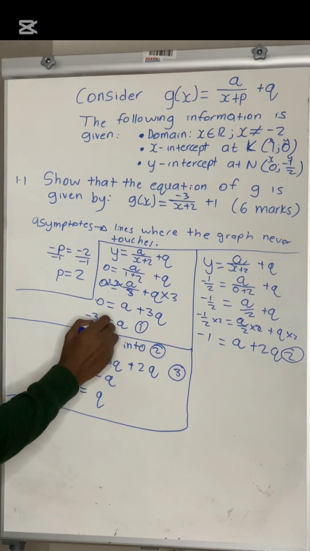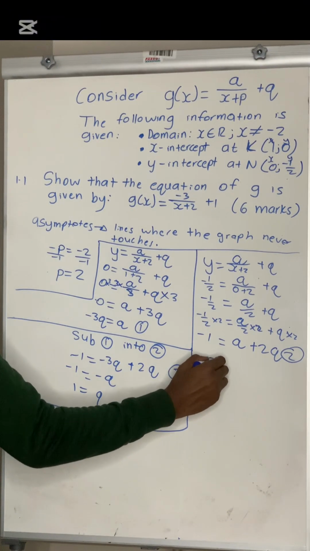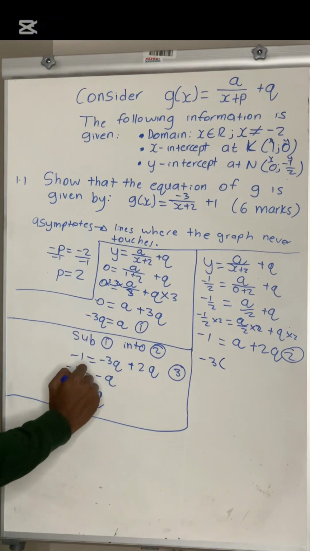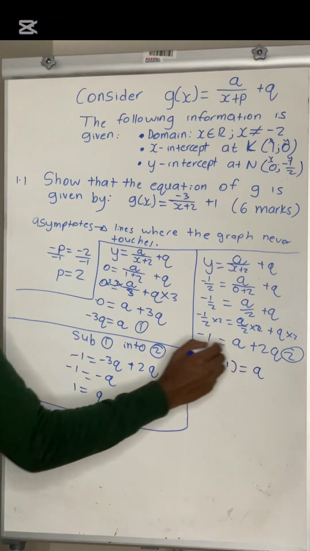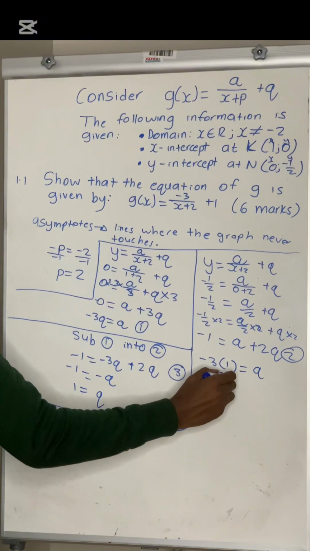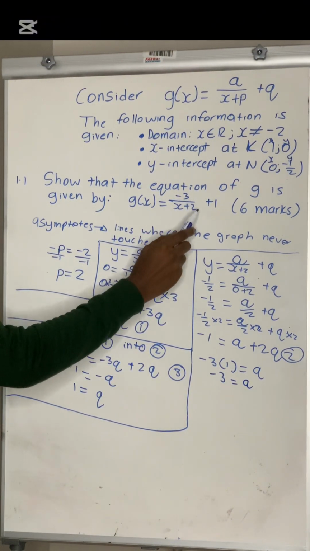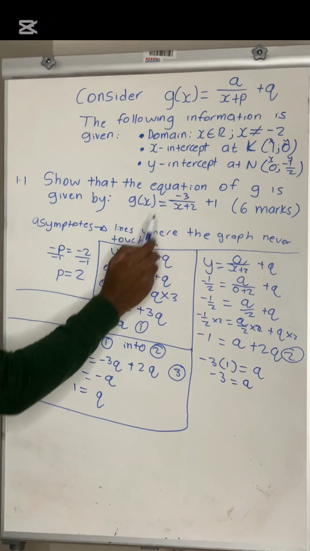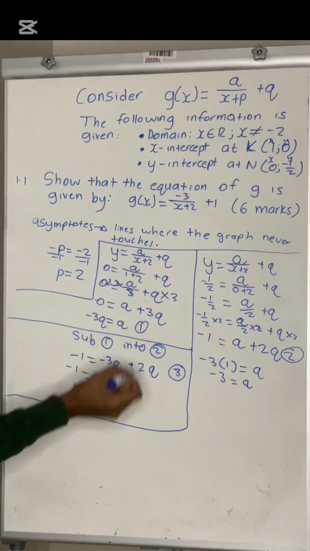So let's just go back to the easier one, which is this one. So negative 3q, we'll substitute 1, is equal to a. Negative 3 times 1, that is negative 3, is equal to a. We've also shown it over here. We have our a, which is negative 3. We have our q, which is positive 1. We have our p, which is also positive 2.